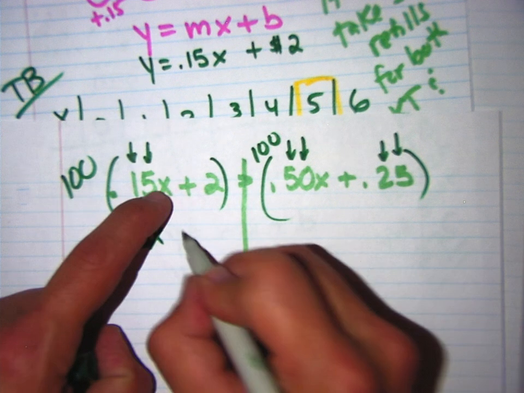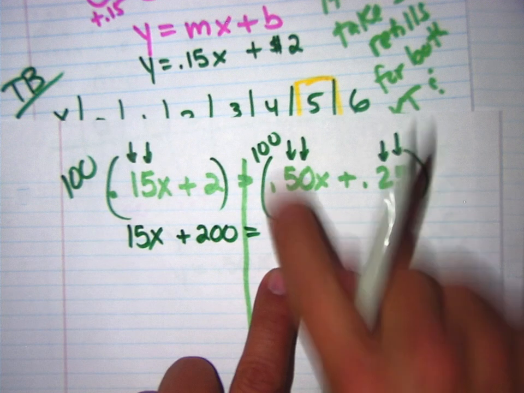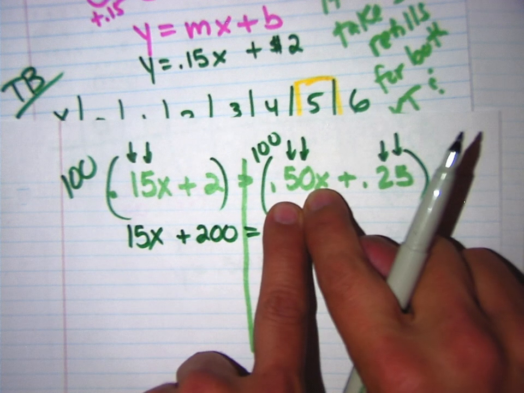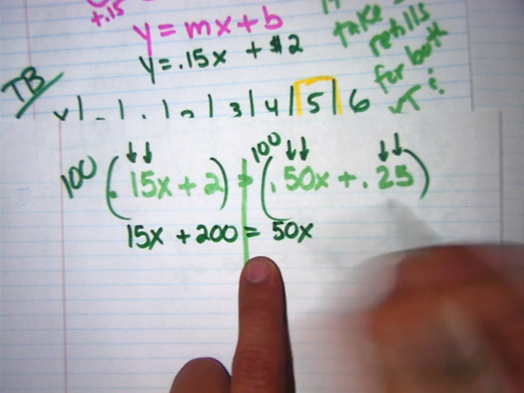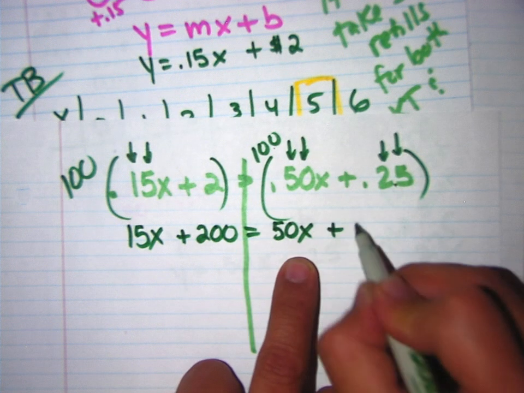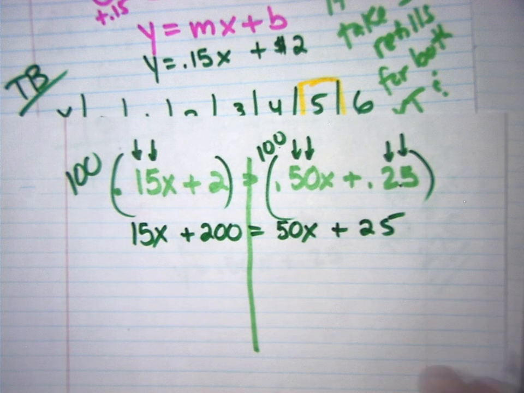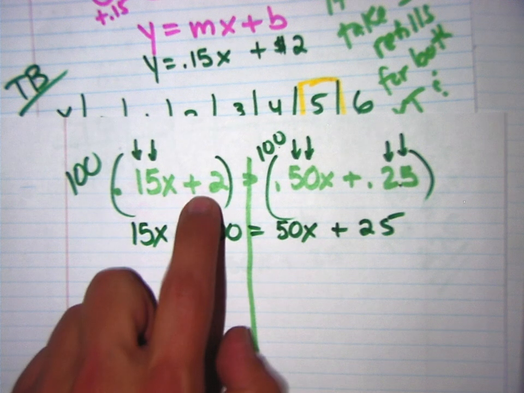100 times 2 is what? 200. How about 100 times 0.50? 50x. And what about 100 times 0.25? 25. Now all the decimals are gone. It just moves the decimal. But you got to remember 2 times 100. You got to remember that.